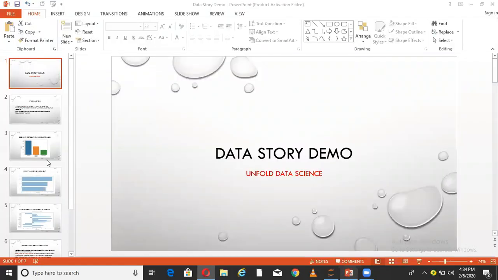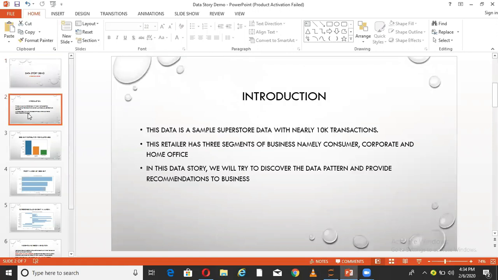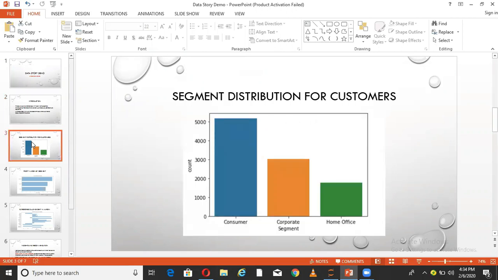So I'm going back to my PPT, and in the first slide, the introduction, I'm saying this is sample superstore data with nearly 10K transactions. This retailer has three segments of business, namely consumer, corporate, and home office. In this data story, we'll try to discover the data patterns and provide recommendations to the business. The first insight from the data that I want to put in this story is the segment distribution for customers. As we can see, there are three types of segments: consumer, home office, and corporate.